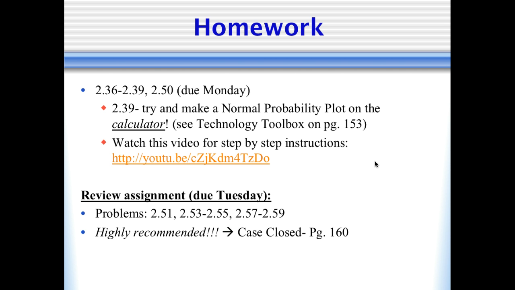Hope that helped not only in terms of how to assess normality, but also how to interpret normal probability plots. Once again, I suggest you go to your textbook, and the Technology Toolbox is on page 153 on how to make normal probability plots on your calculator. And as always, please let me know if you have any questions or concerns.